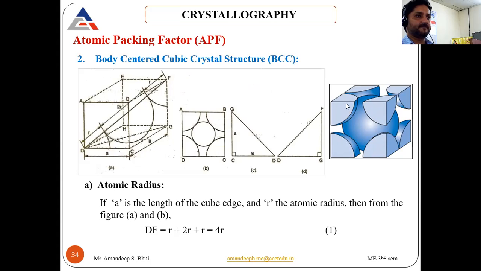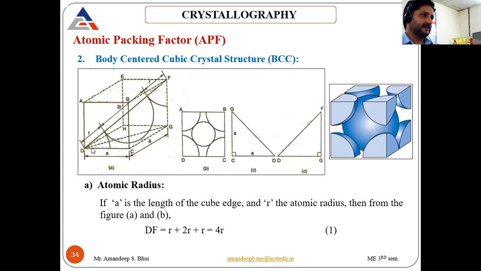So we have 1/8th of an atom on each of the 8 corners of this unit cell, and then we have one full atom at the center of the body. This means that these atoms are touching each other tangentially. This is the three-dimensional diagram, so let us look at diagram A here.